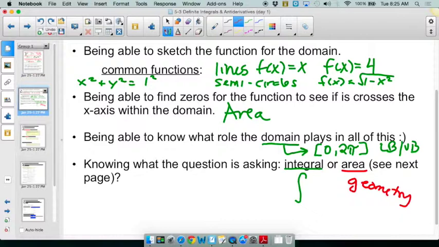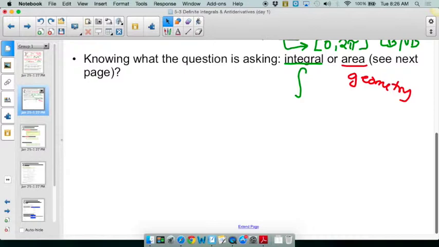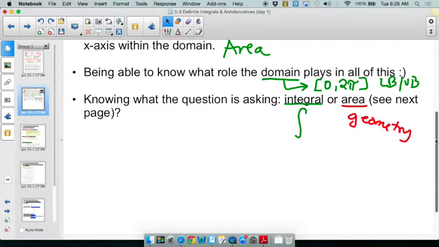Sure can, probably. Better? Lower bound, upper bound. LB, UB. Yeah, LB, UB. So lower bound and upper bound.